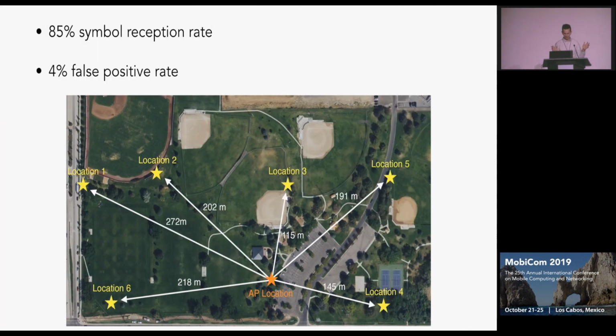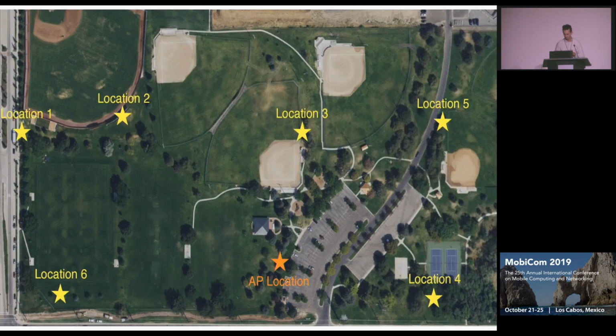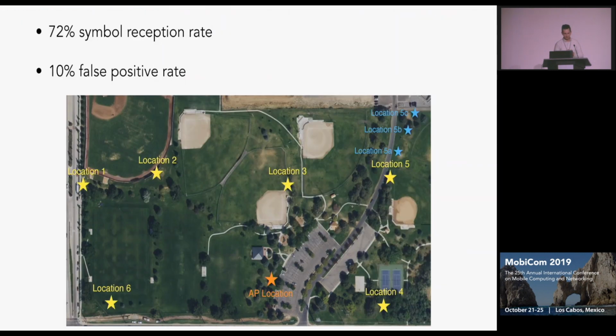And so in these 6 different locations, we had an 85% symbol reception rate with only a 4% false positive rate. So it shows that we're able to go beyond what Wi-Fi is capable of sending. We wanted to take it one step further and see, how much farther can we go than Wi-Fi? So we chose one location, in this case location 5, tried different places, and for location 5C, we were able to get a 72% reception rate.